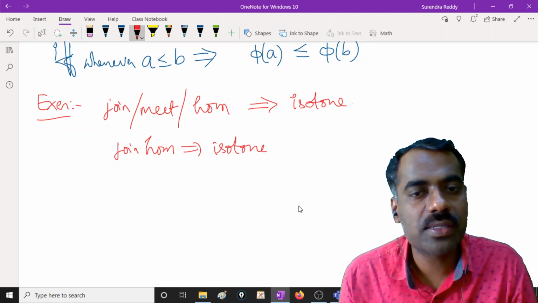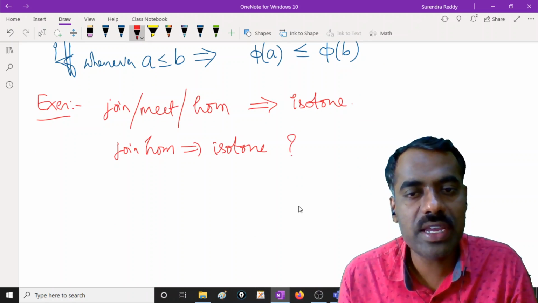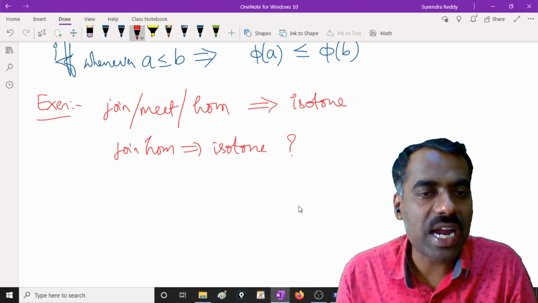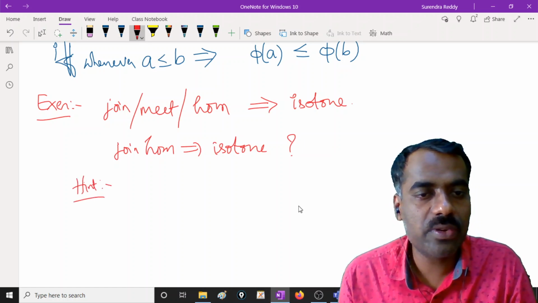How can we prove this? Suppose you start with... how can we prove this? What is the hint for proving this?